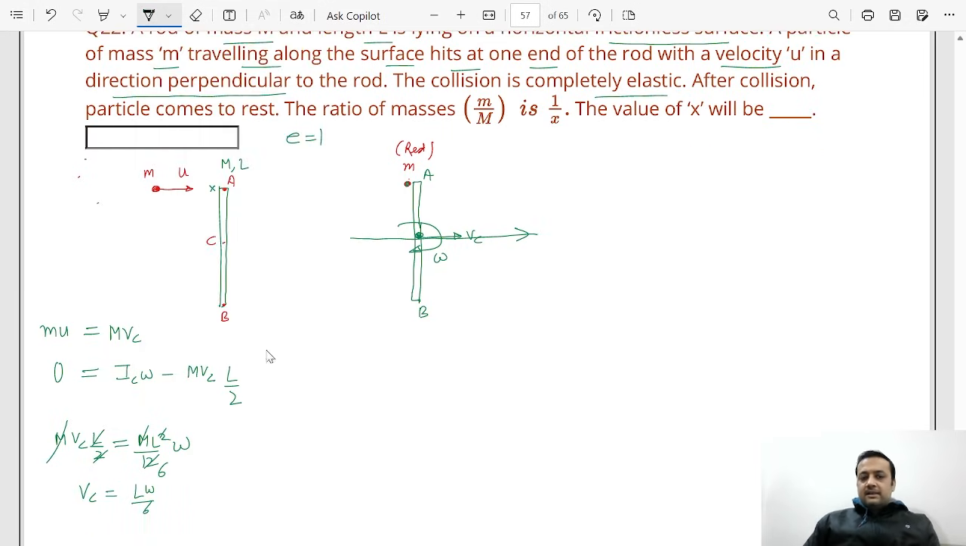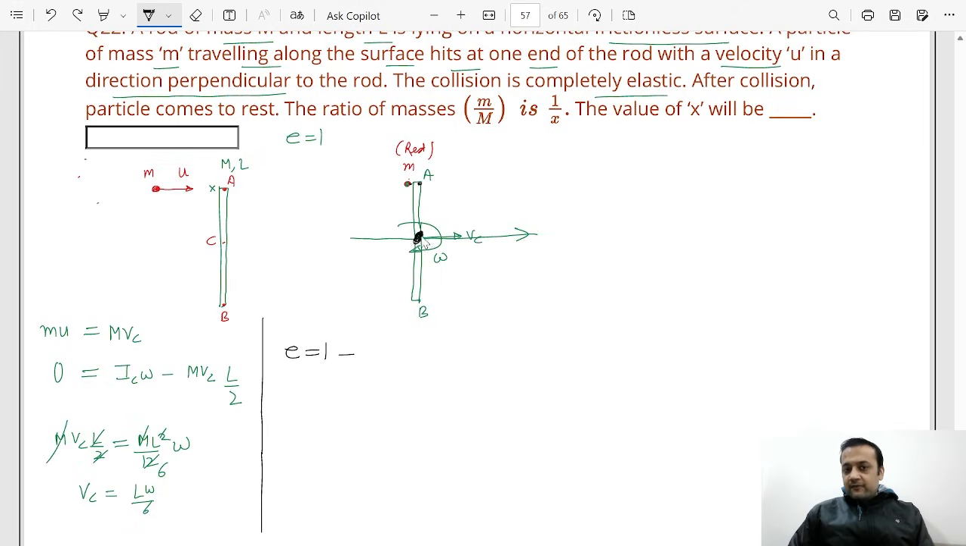Next, we write the elastic collision equation. So elastic collision equation means e is equal to 1, which says that velocity of separation upon velocity of approach will be 1. Now, how do you write the velocity of separation? So remember, the equation of e is always written at the point of impact. Okay, that means at this point. So that means what will you write? So basically this point, look, this point is going to move. What is the velocity of this point?